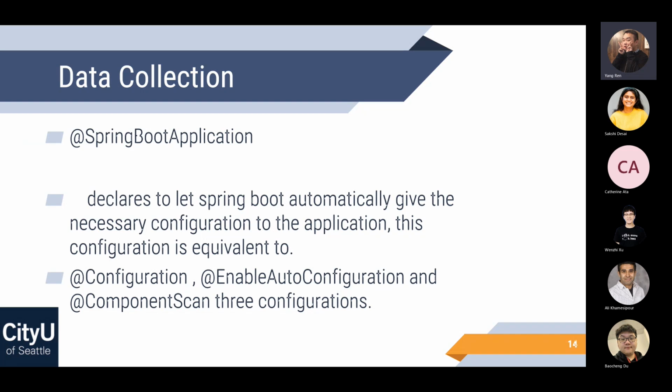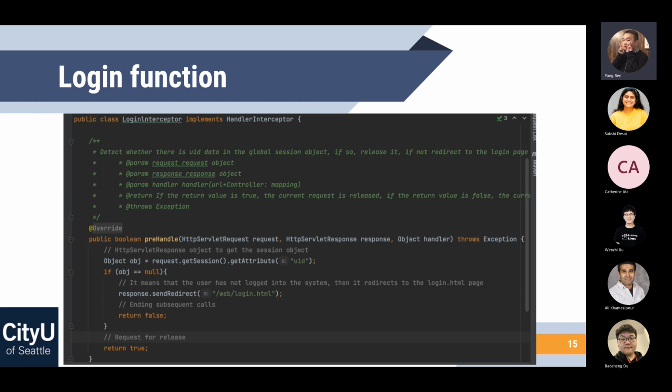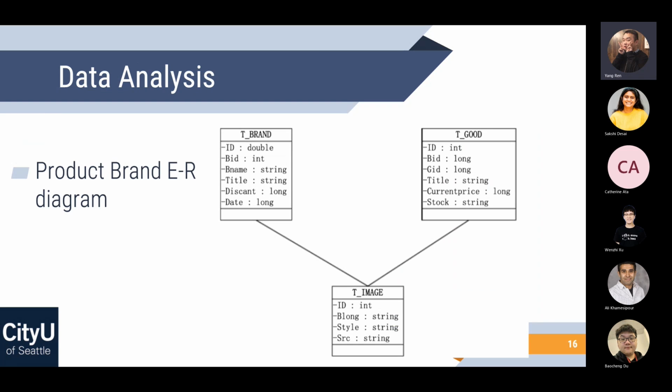When you want some function, you just annotate the function and declare it. Spring Boot will automatically give the necessary configuration to the application. You just need to write two or three lines of code to finish all the functions. We will show some details later in the coding and the demo. The logic functions can be shown here. You just need to annotate the override or whatever you need to use, and all the things will be automatically configured.